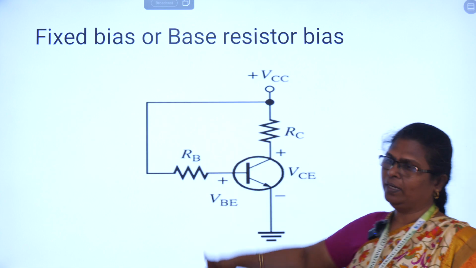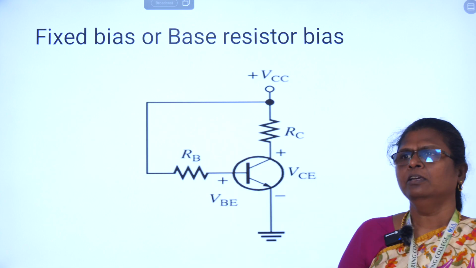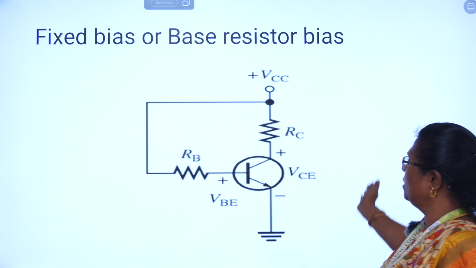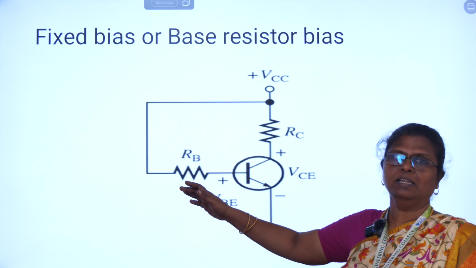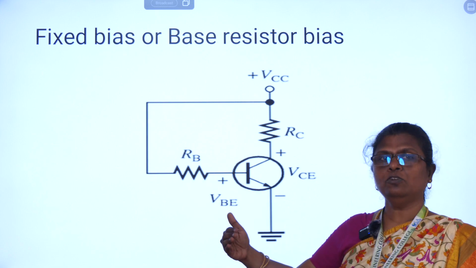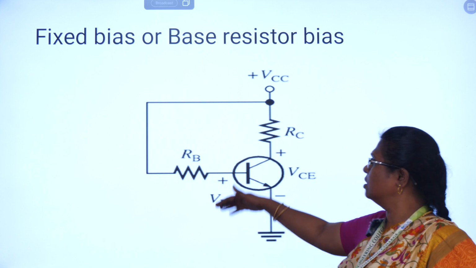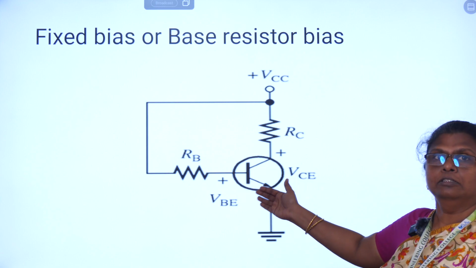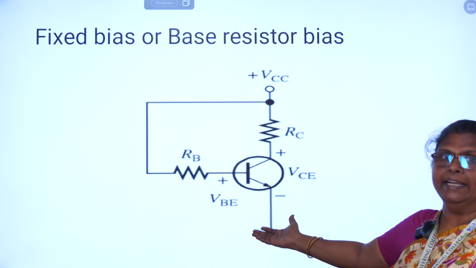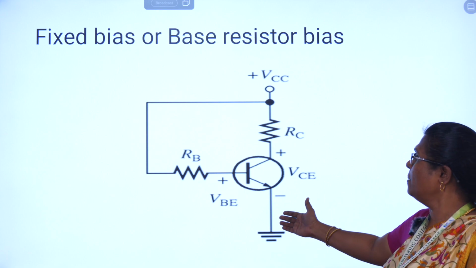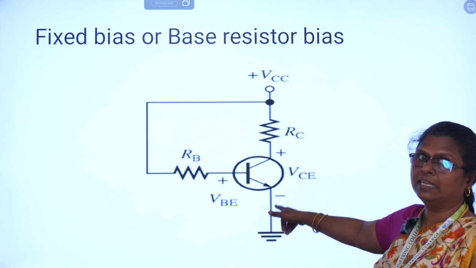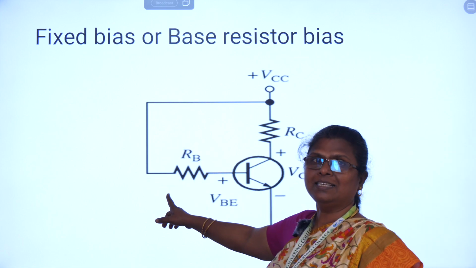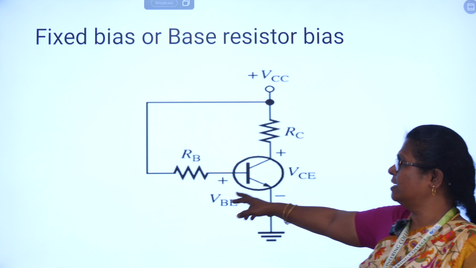This is the circuit diagram of fixed bias. We would already have studied the fixed bias, so we'll just see the circuit diagram, how the structure appears, and try to solve a problem based on this circuit. This is a common emitter configuration. By seeing the circuit, you would have been able to identify it. The emitter is grounded, and a resistance is connected to the base, that is RB.